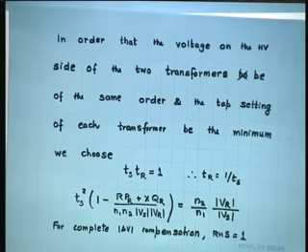In order that the voltage on the HV side of the two transformers be of the same order, if they are of the same order it means no drop. Step up transformer and step down transformer, two ends. If the HV side of this and the HV side of this are the same, that means 400 kV has travelled and still remained 400 kV, it practically means delta V is 0.